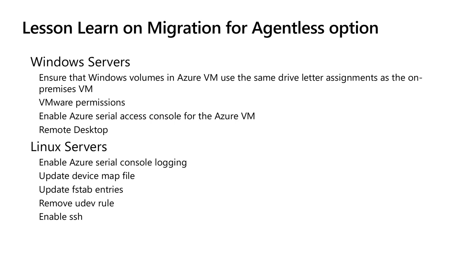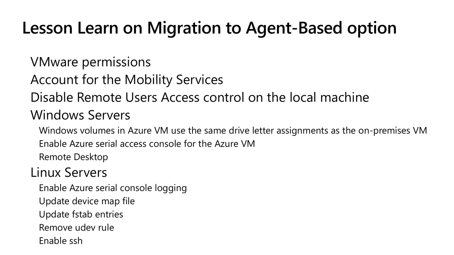And one of the things that I found is remote desktop. So if you really want to test it, before you test it, please enable remote desktop so you can remote to that workload. On a Linux server, exactly the same thing. You just enable the Serial Console. You need to update the device map file and the fstab entries, so you need to update those. Remove the udev rule in this case. And of course, enable SSH so you can access the servers.